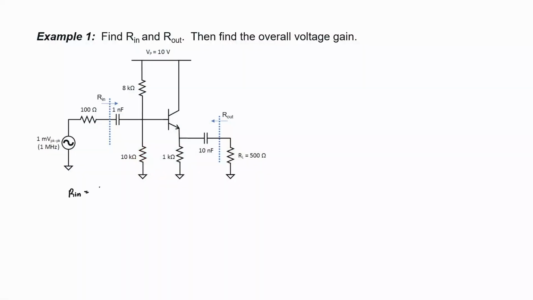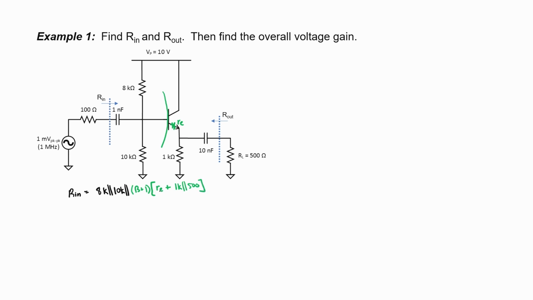For the input impedance, we have an 8 kilo ohm resistor in parallel with a 10 kilo ohm resistor, and that's in parallel with the resistance going through the base. Using impedance reflection, it's going to be beta plus 1 times the little r sub e, which is in series with a 1 kilo ohm resistor and a 500 ohm load.